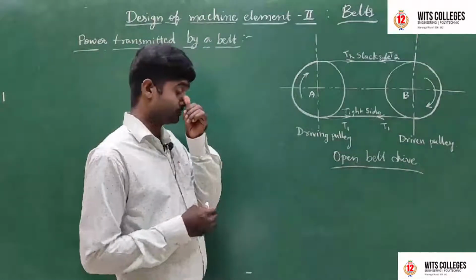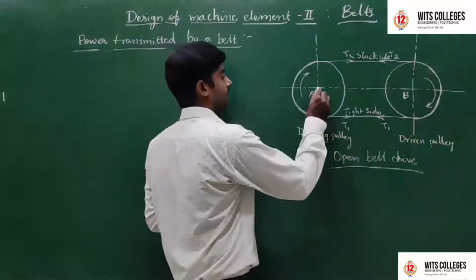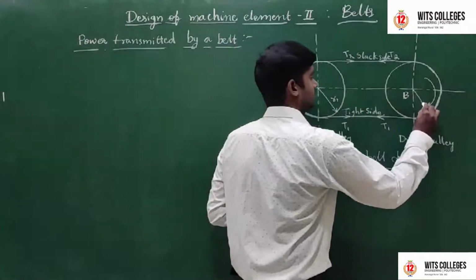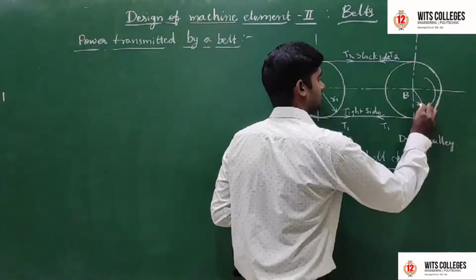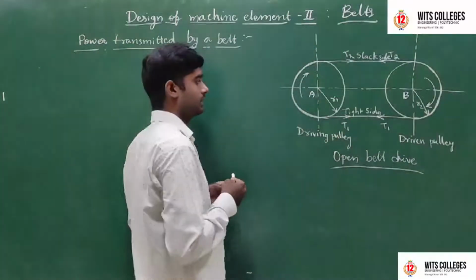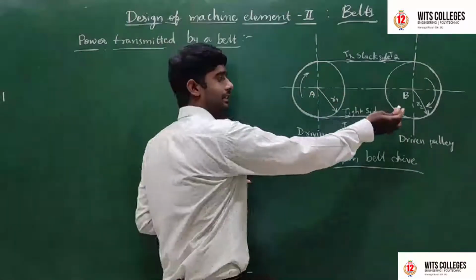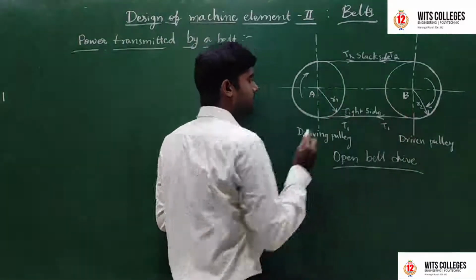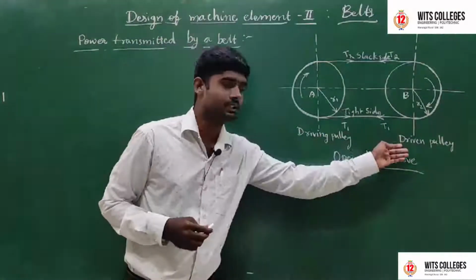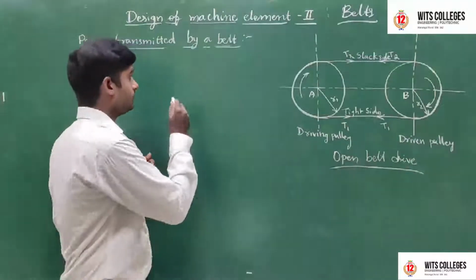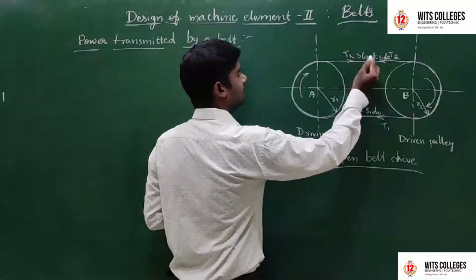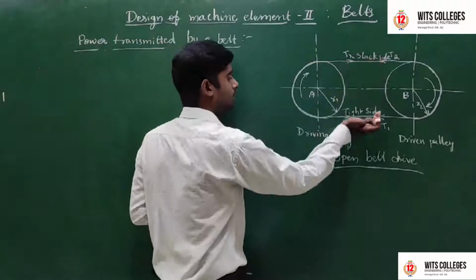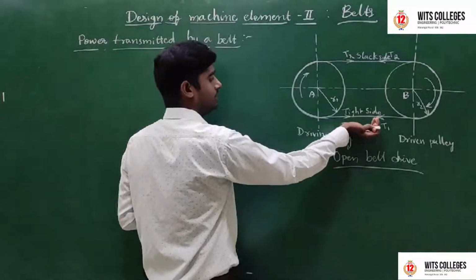In this one, the radius of the first pulley is R1 and the second radius is R2. We represent this as R1 and R2, or diameter 1 and diameter 2. This is pulley A and this is pulley B, the driving pulley and the driven pulley. What is T1? This is the slack side and this is the tight side. In the slack side we represent the tension as T2, and in the tight side as T1.